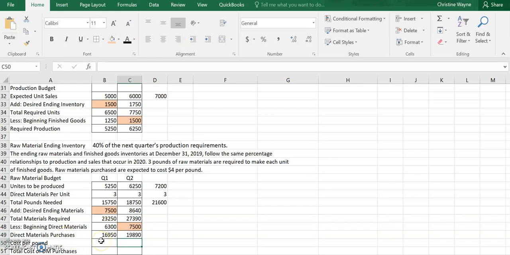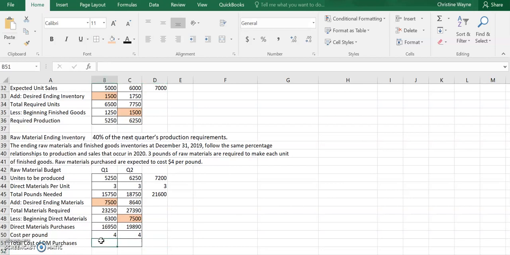Now, the real purpose of this is to not only find out how much I have to purchase, but to figure out how much it's going to cost me. In this problem, it costs $4 per pound. I'm going to input that information, and then I'm going to multiply the purchase times the cost to figure out how much that is going to cost me for each of those quarters.